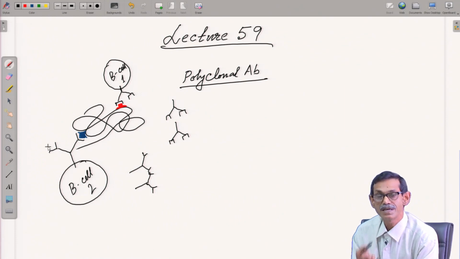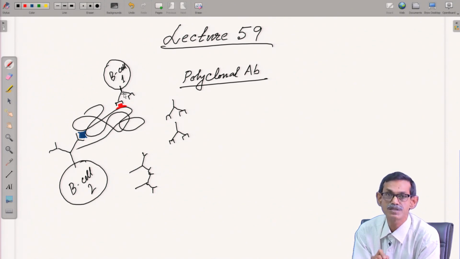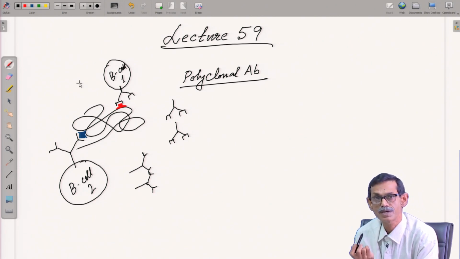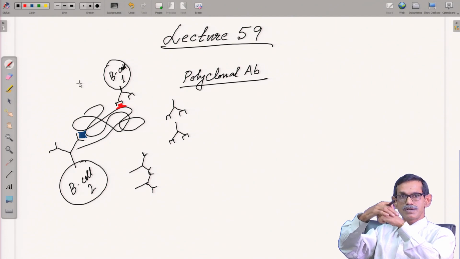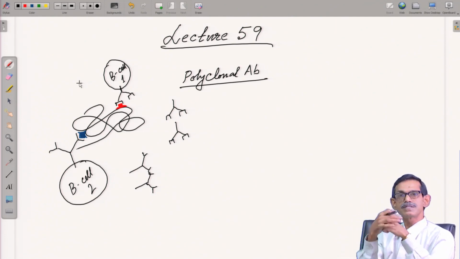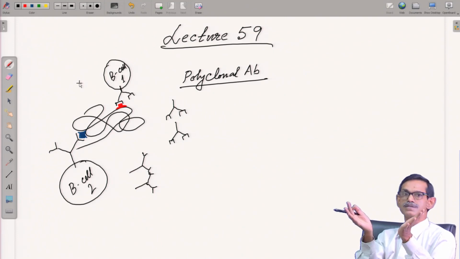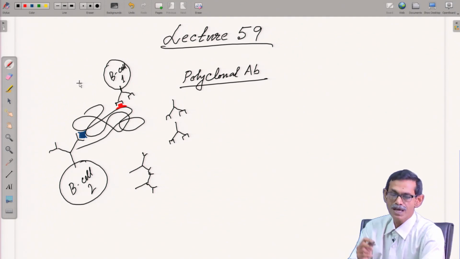Even after that, if I inject that antigen into an animal, what will happen? One B cell 1 will come here, another B cell may come which may recognize the same epitope, but it is slightly different in sequence. Suppose in the epitope binding site, the paratope of the antibody or the B cell receptor, in one B cell it is aspartic acid, in another B cell it is glutamic acid, and the rest of the sequence is the same. So, what will happen? Both will bind, right.